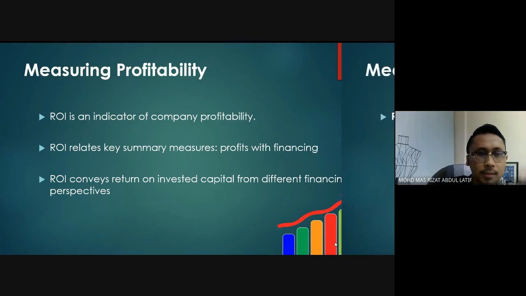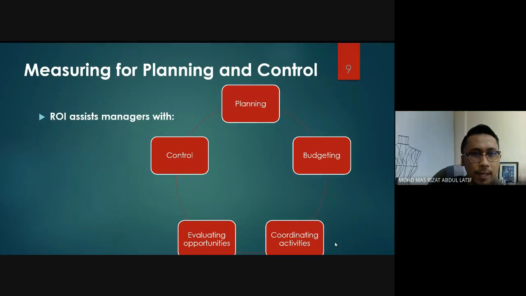Now let's go to the final part in terms of measuring for planning and control.